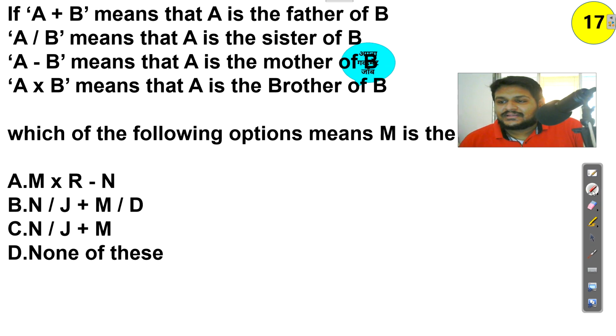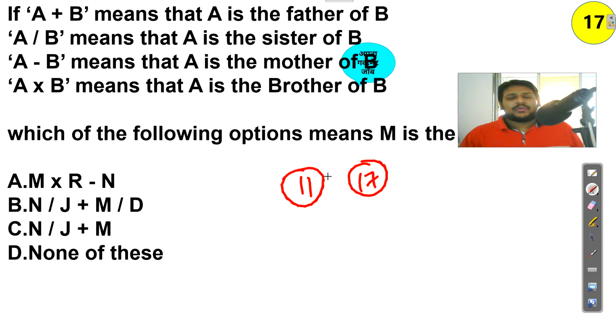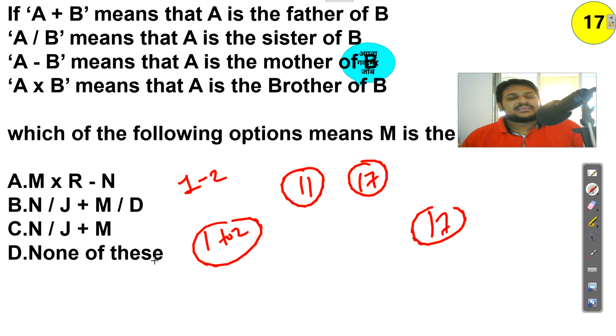And the last question, the 17th question, you also need to answer in the comment section. Question number 11 and 17, I want both answers from you. Before the exam, if you practice these 17 questions, then the whole blood relation topic will be completed. There is no other type in this. Among these you will get one question, or if you are lucky then 2 questions. So 1 to 2 marks are fixed in reasoning.